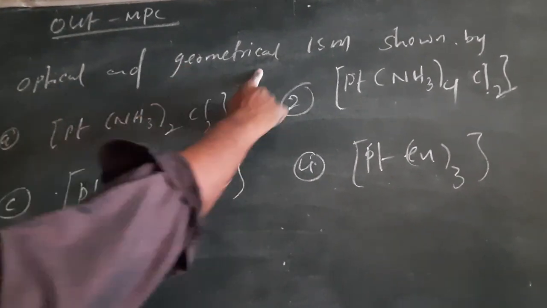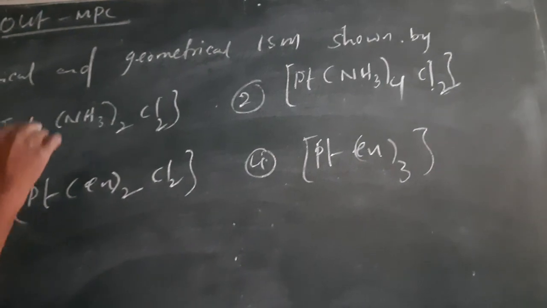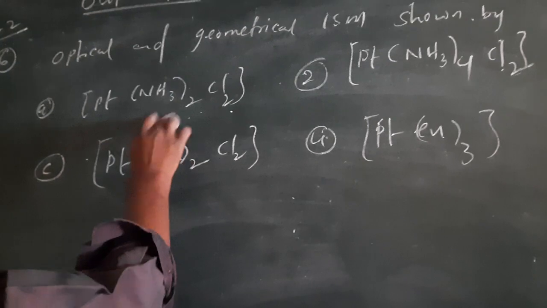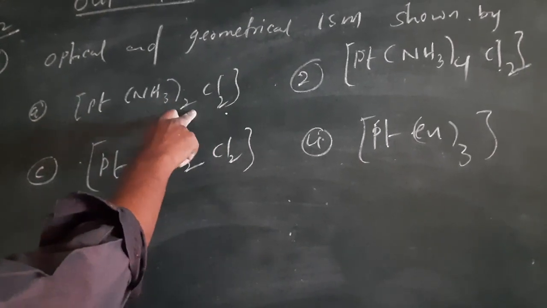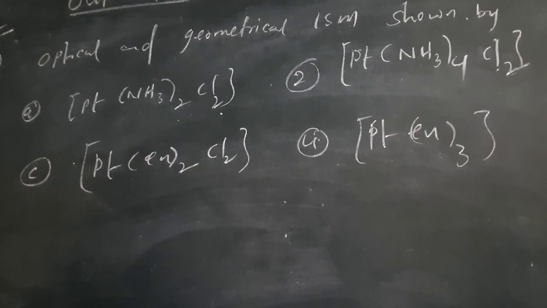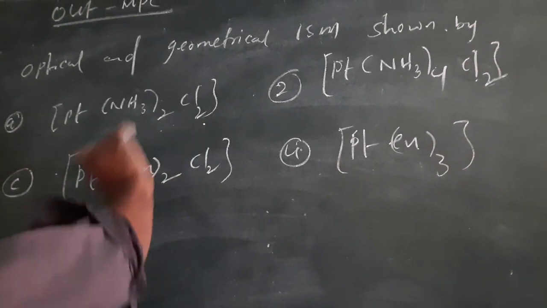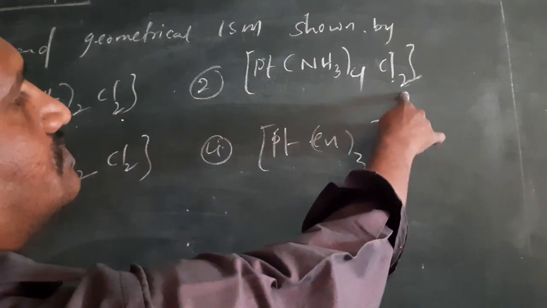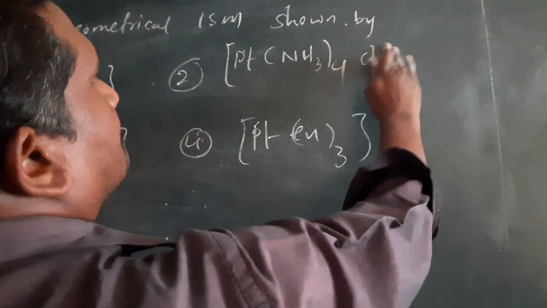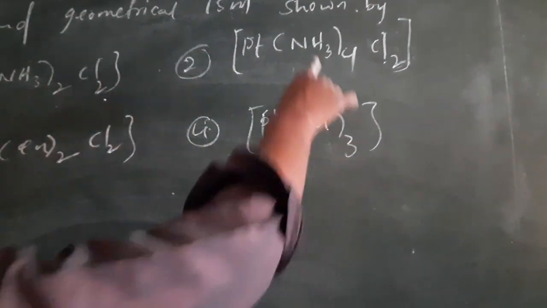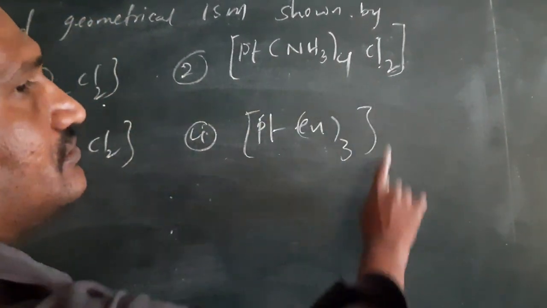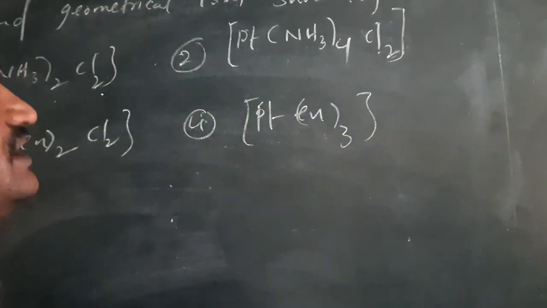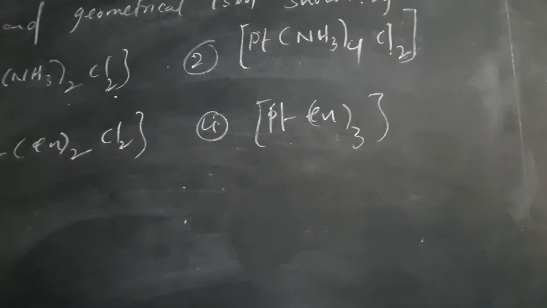So optical and geometrical isomerism shown by, in this complex there are 2 ammonias and 2 chlorines. So this is a square planar complex. So only cis-trans is applicable, only 2 isomers can be shown. And in this case this is an octahedral complex. 4+2, coordination number 6 ligands mean octahedral complex. Here A4B2 type, so cis-trans isomerism can be shown, but not optical isomerism.